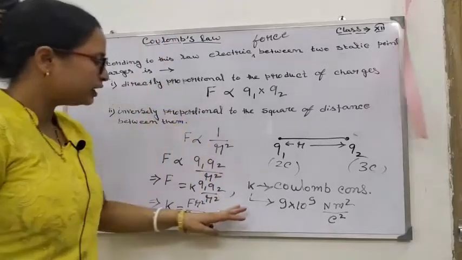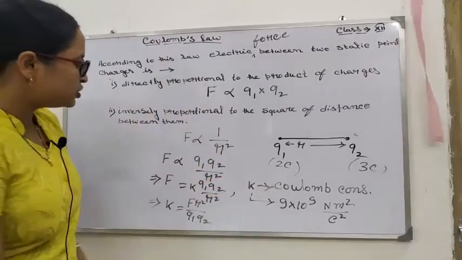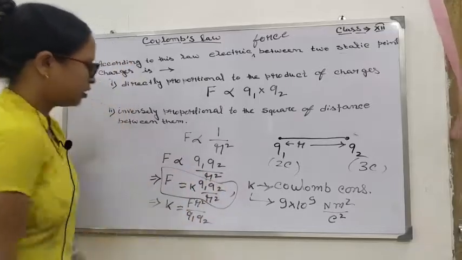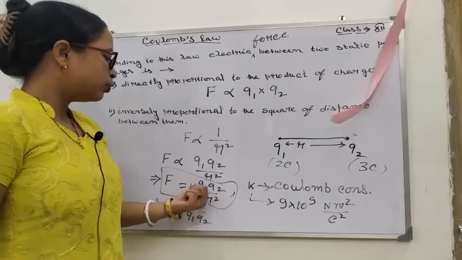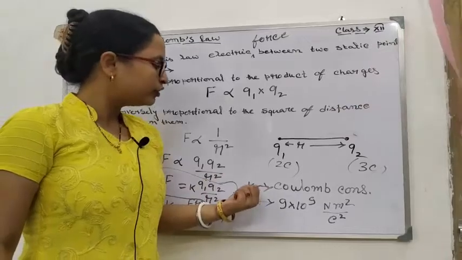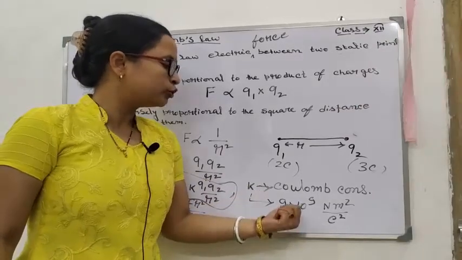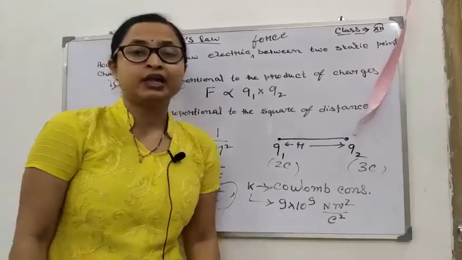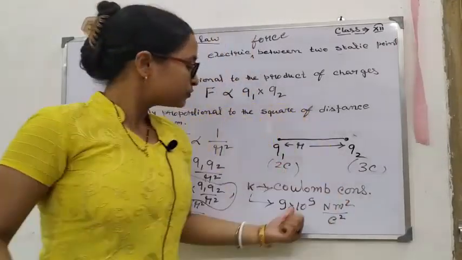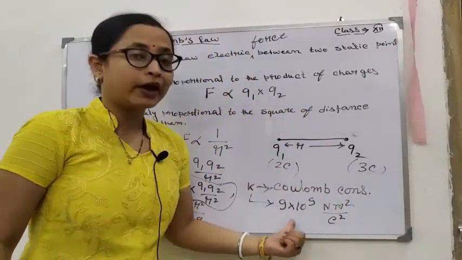Clear? Now this formula, F is equal to k into q1 q2 by r square. When we take the value of k as 9 into 10 to the power 9, it is for free space, or you can say vacuum. This value of k is for vacuum only.